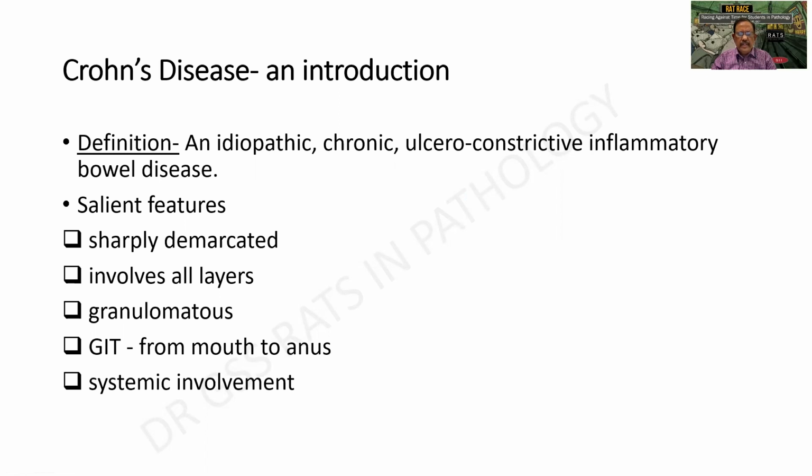The salient features of this disease are: the lesions are sharply demarcated. They involve all the layers of the intestine, have a granulomatous histology, and can involve any part of the GIT from the mouth to the anus. Further, there can be systemic involvement as well. These are the salient features.